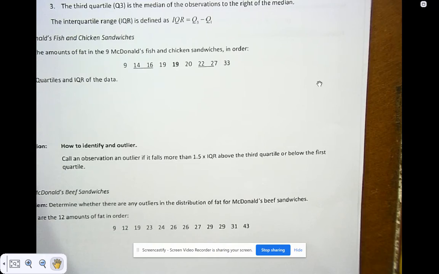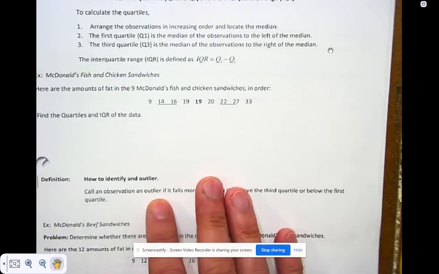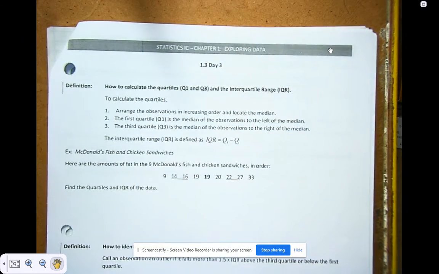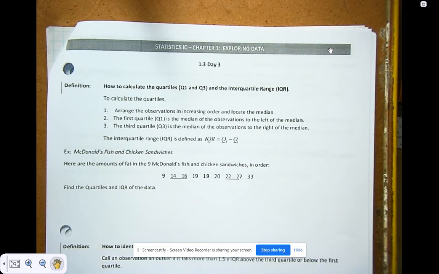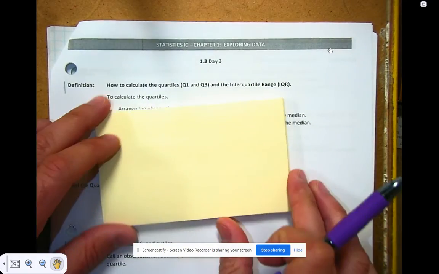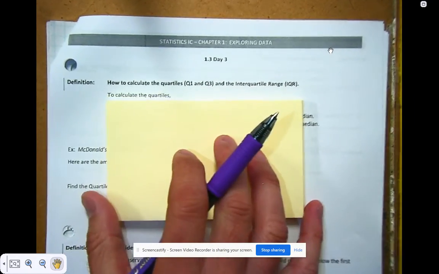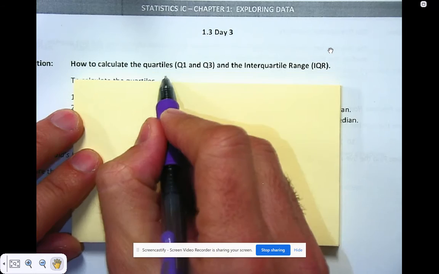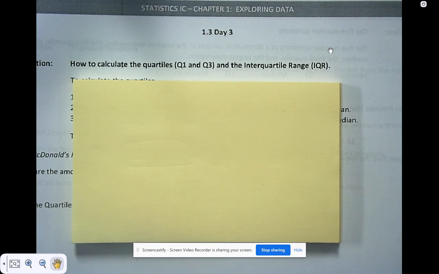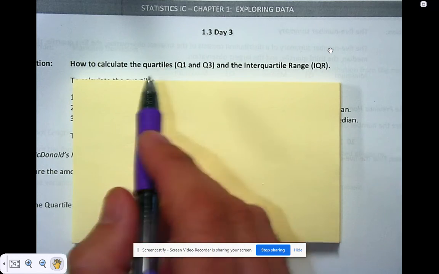Okay. So looking at our notes today, 1.3 day 3, we're going to calculate quartiles and something called the interquartile range. A bunch of fancy words, but this is real simple stuff, you guys. Let's think about it this way. With the word quartile, you guys think of quarters. Quarters, 25 cents of 100, 25%. All of that is exactly the same in statistics.